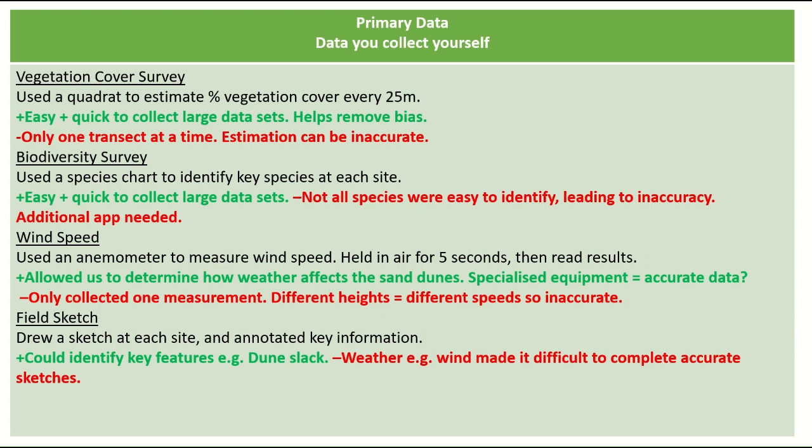The second piece of data collection we did was the biodiversity survey. And what we did at each of the 4 sites was we had a species checklist, which had things like marram grass and lime grass on it, and you ticked off which species were at each site. Again, very easy, very quick to collect large data sets.